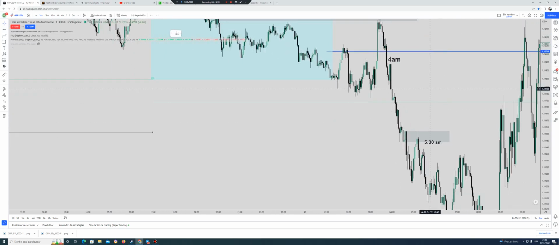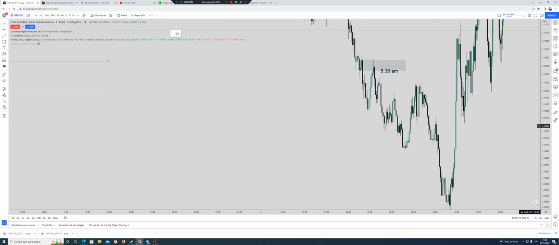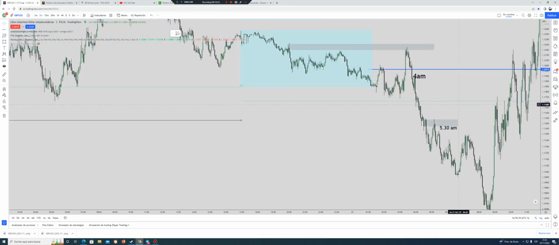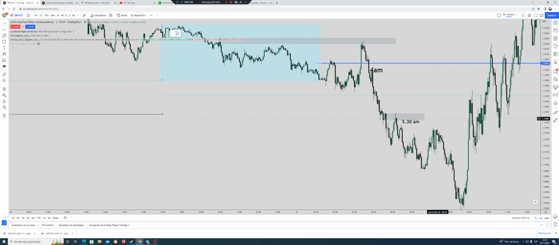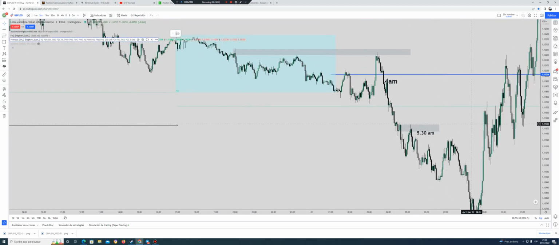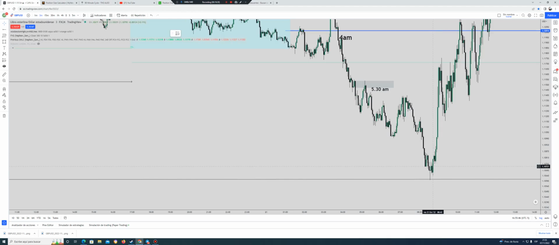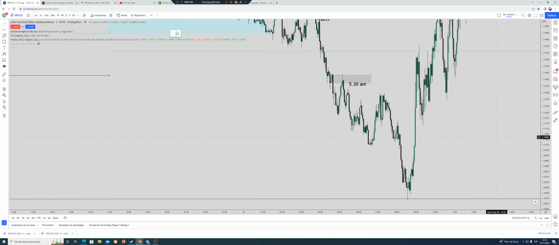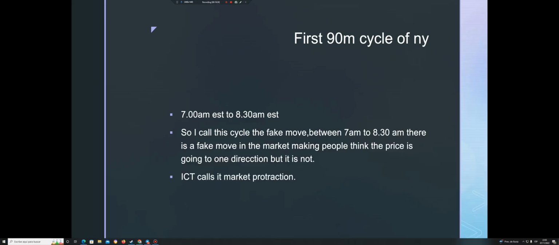But the first cycle of New York, I know you're going to love it, because right here it wasn't prepared. I just came and I'm watching here that you've got all these cycles perfectly. And now we're going with the first cycle of New York. Here we go with the first 90-minute cycle of New York. This cycle is, as you know, from 8 AM to 8:30 AM.